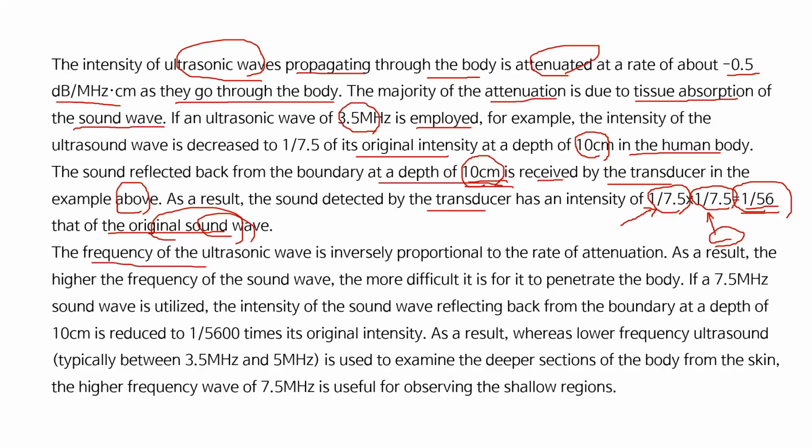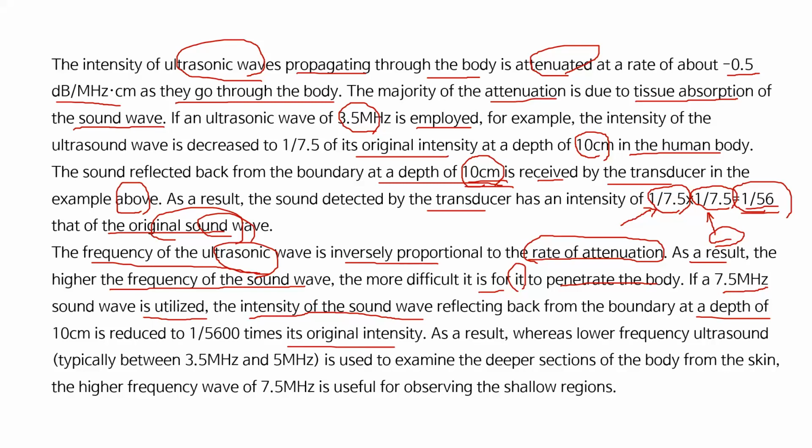The frequency of the ultrasonic wave is inversely proportional to the rate of attenuation. As a result, the higher the frequency of the sound wave, the more difficult it is for it to penetrate the body. If a 7.5 MHz sound wave is utilized, the intensity of the sound wave reflecting back from the boundary at depths of 10 cm is reduced to 1/5600 times its original intensity.